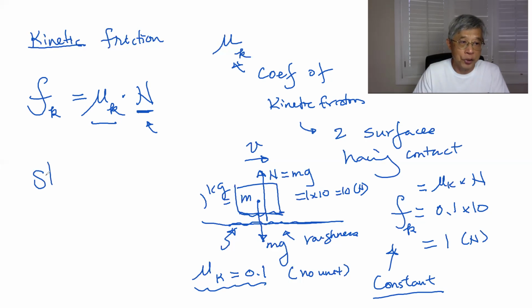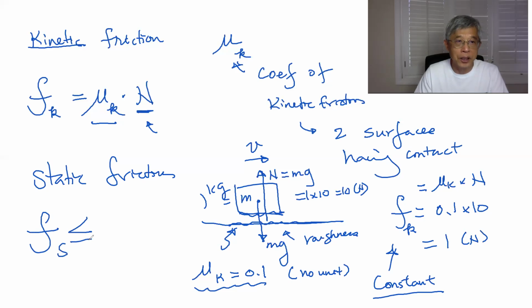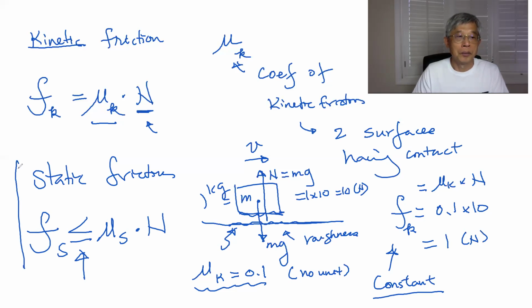And the static friction is a little different. So static friction, F s, is less than or equal to mu s, the static friction coefficient, times the n. But it's a less than or equal to, okay? So we're not going to talk about this today, we're going to focus on just the kinetic friction.